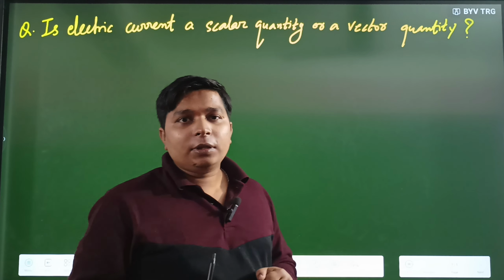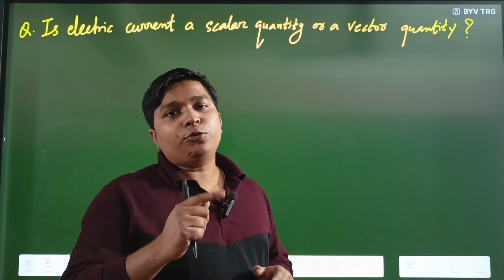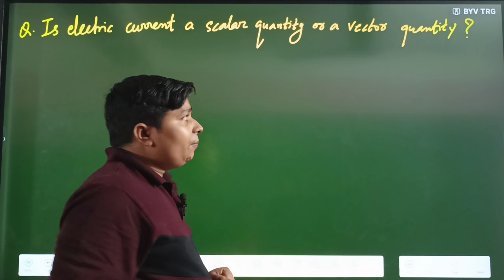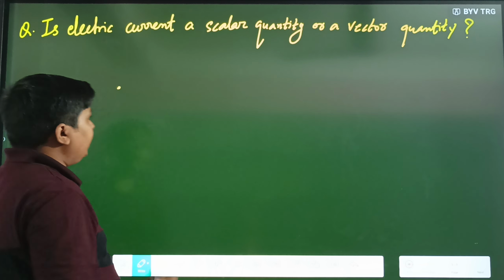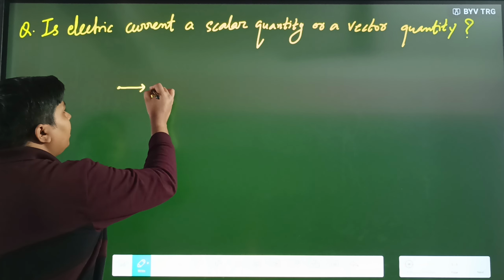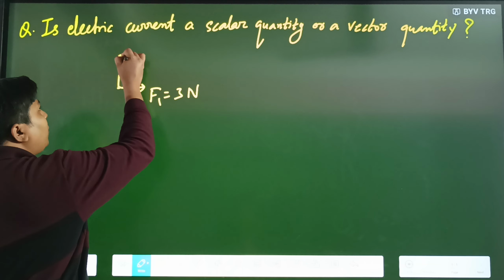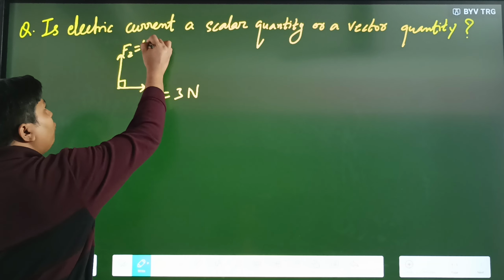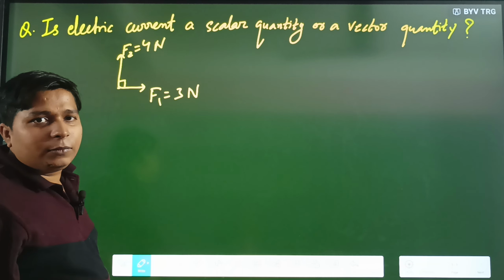What is that nuance? Actually, vector quantities are those quantities which have both magnitude and direction, and also they must obey the vector law of addition. Let's say, for example, we have two forces acting at a point. One is F1 equal to 3 Newton, and the other force is acting perpendicular to this force at this point, F2 equal to 4 Newton. Now, what will be the net force acting at this point?